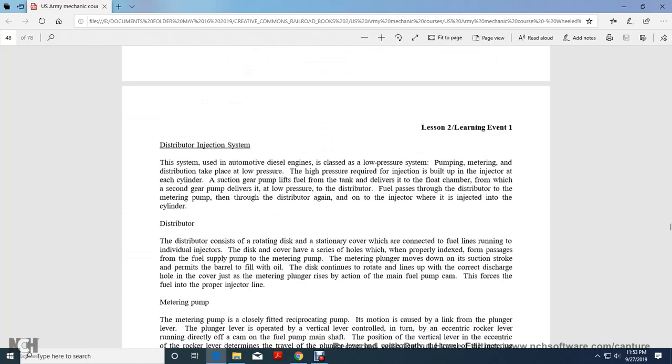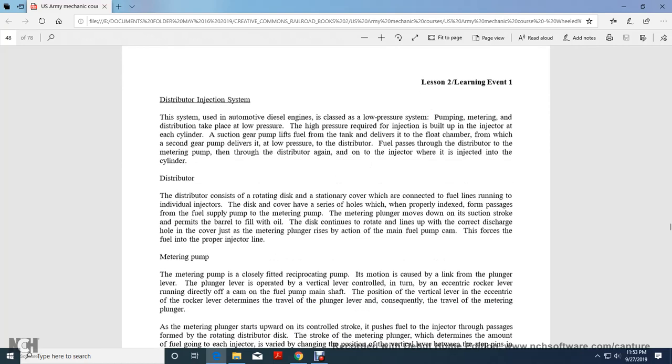Alright, distributor injection systems. The system used in the automotive diesel engine is based on a low pressure system pumping the medium, with distribution taking place at low pressure and high pressure required for building up at the injector at the cylinder. The suction gear pump from the fuel tank delivers to the float chamber, and the second gear pump delivers low pressure fuel to the distributor. The fuel path goes to the metering pump, through the distributor, and out to the injector, which injects within the cylinder.